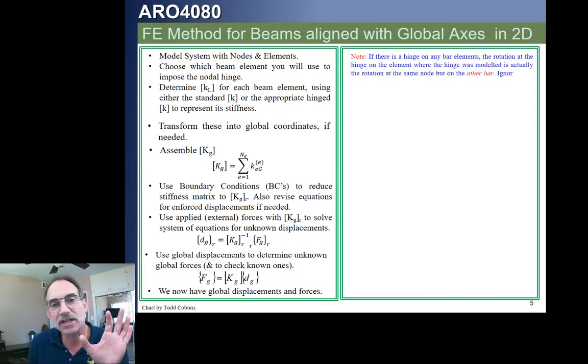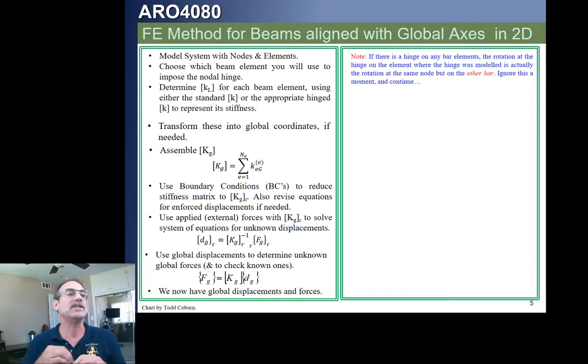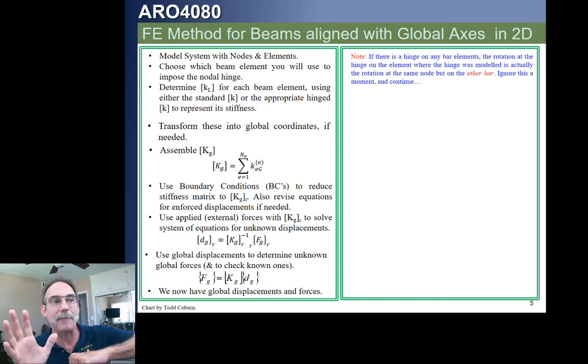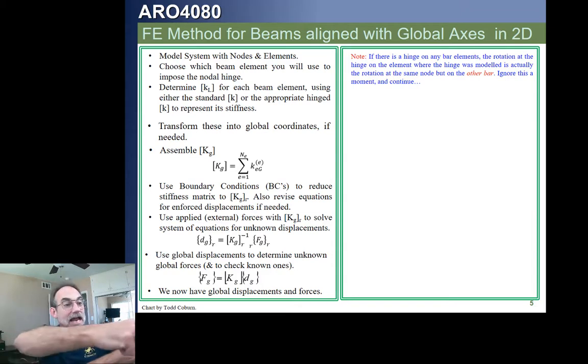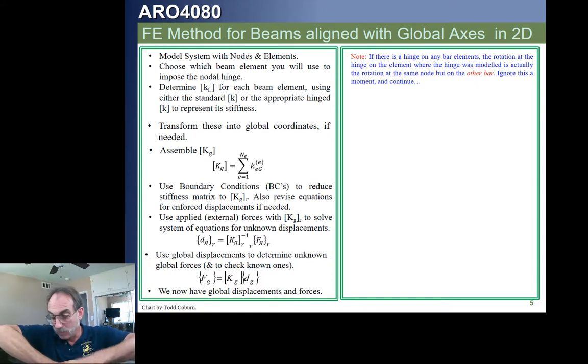So this is just a note. We don't actually need this note here, but what we're saying is, once again, if we have a hinge on any bar elements, whenever that happens, remember the rotation that we're going to get for the element. If we model the hinge on this element, the rotation that we're going to get out of our system equations is actually the one corresponding with this. You'll see this would be a positive rotation, right, that moved up like this.